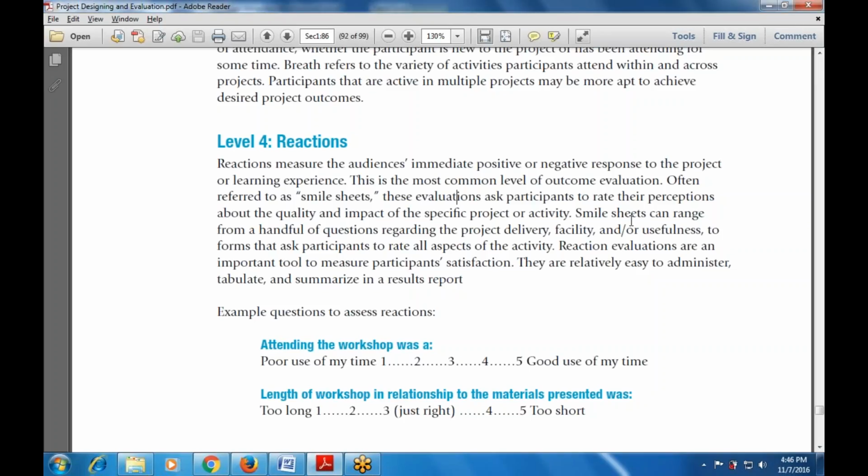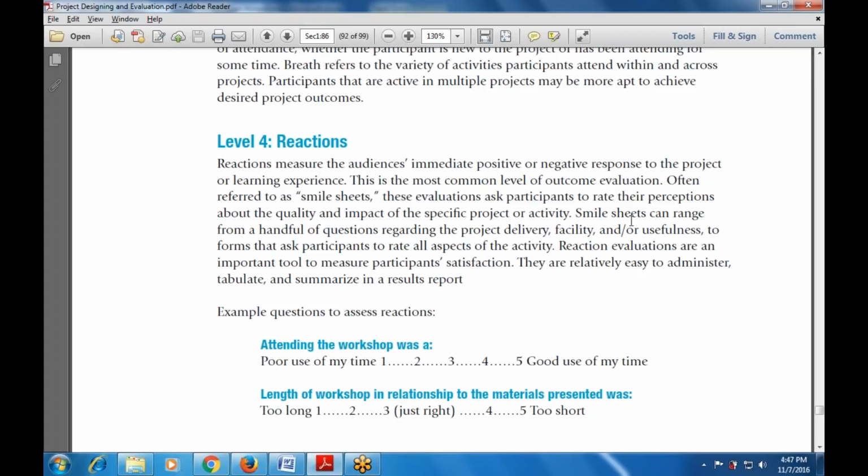So these evaluations ask the participant to rate their perceptions about the quality and the impact of the specific project or activity. Smile sheets can range from a handful of questions regarding the project delivery, the facility or the usefulness, to forms that ask participants to rate all aspects of the activity. Reaction evaluations are an important tool to measure participant satisfaction. What is the satisfaction of the participant? They are relatively easy to administer, tabulate, and summarize in a result report.